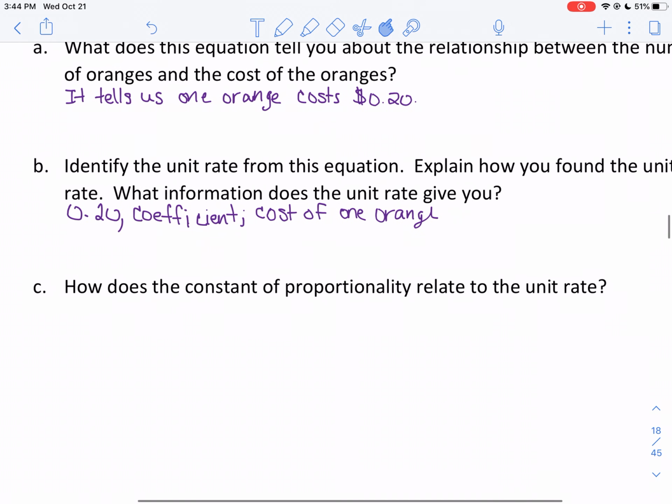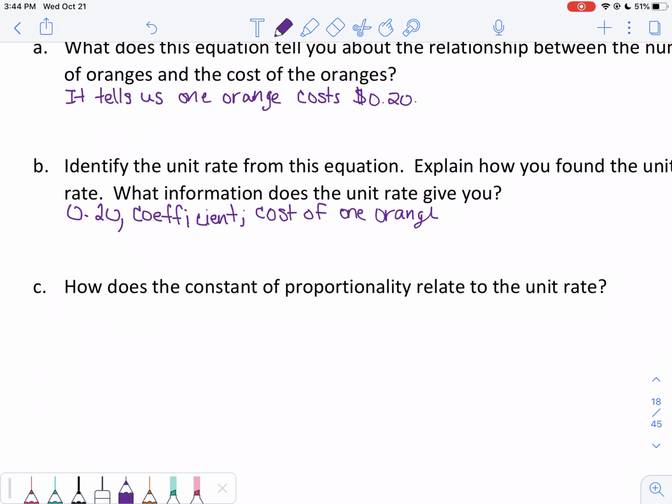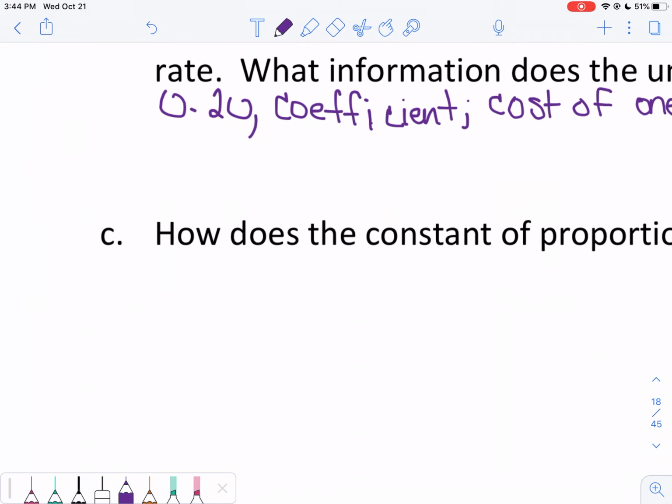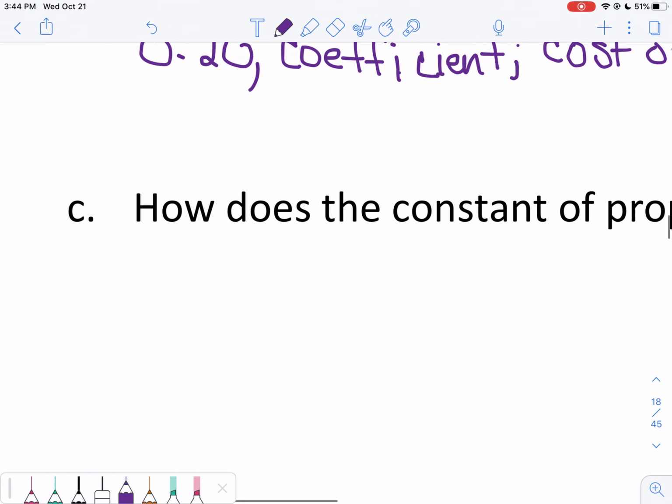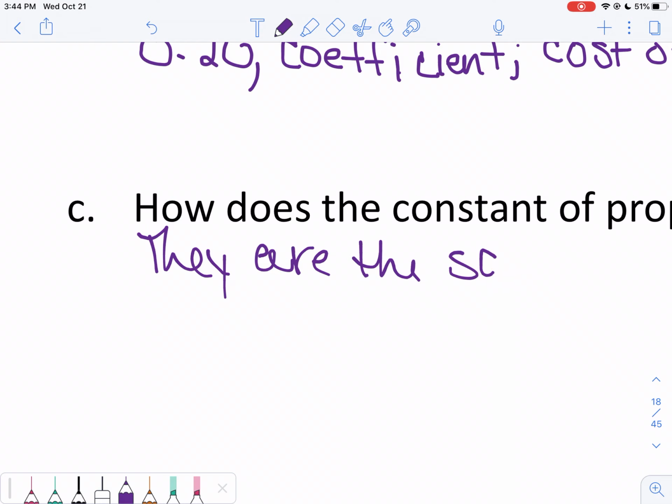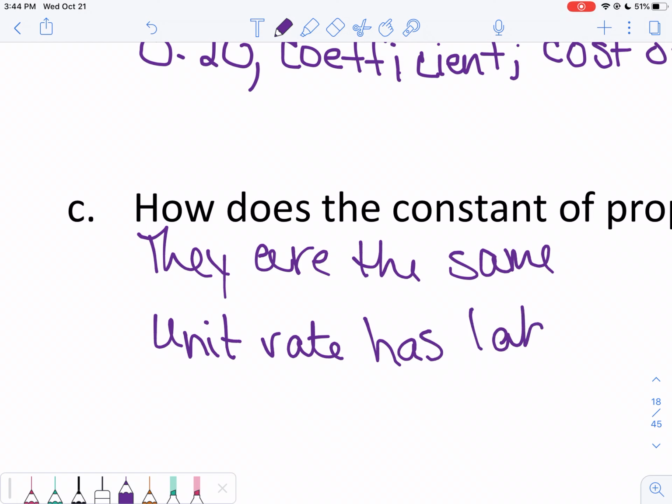How does the constant of proportionality relate to the unit rate? Well, they are the same. They're the same thing. Only difference is a unit rate usually has labels where a constant of proportionality doesn't.